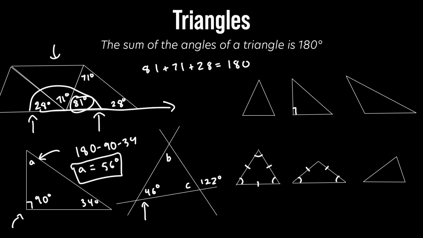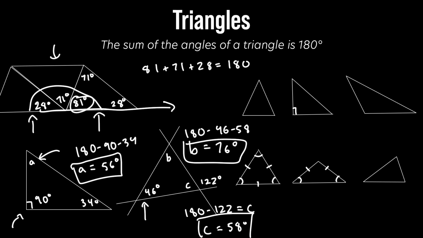Well, we have one angle given to us, 46 degrees, and we have to solve for b and c. Well, c here is a supplementary problem in that c plus 122 we know is 180, since this makes a straight line. So we have 180 minus 122 is going to be equal to c. c is equal to 58 degrees. So now, in order to solve for b, we simply need to take 180 and subtract 46 and 58, and we get b is equal to 76 degrees. Now we have all the angles figured out.